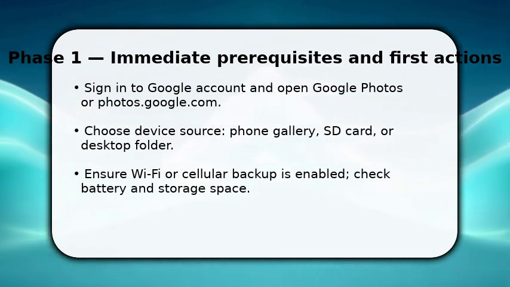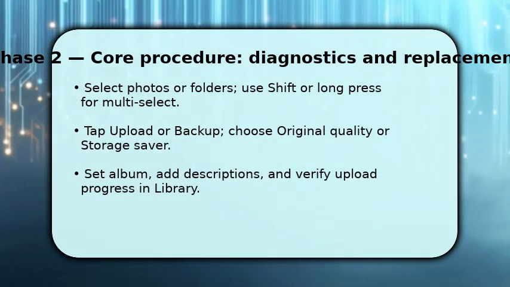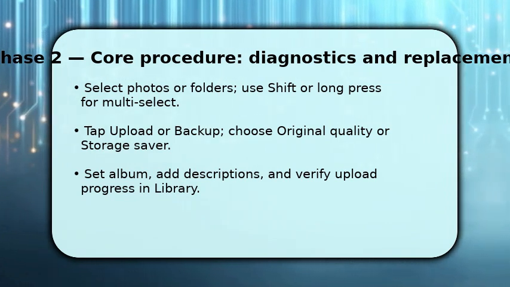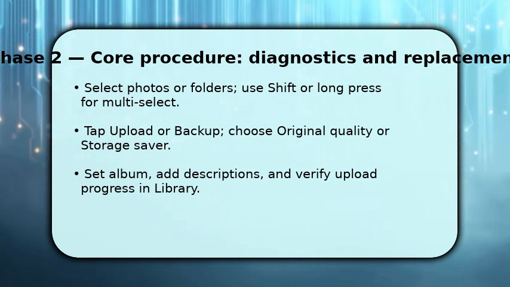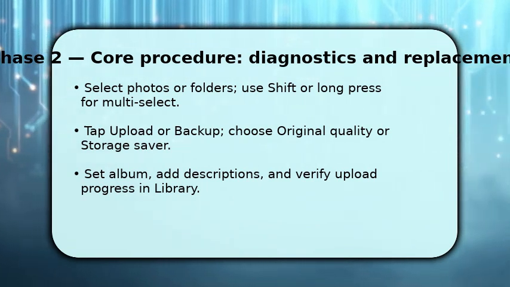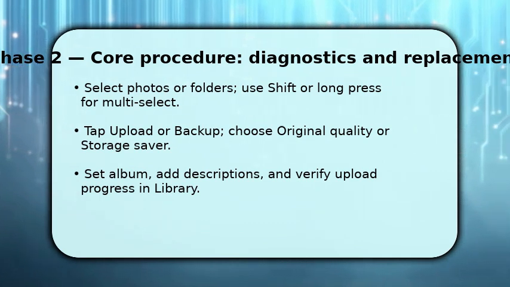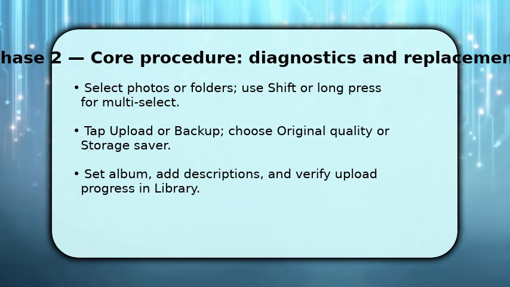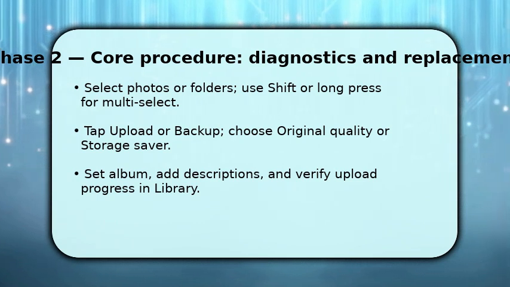Next, select the items you want to move to Google Photos. Use long press on mobile or Shift plus click on desktop to multi-select, then hit Upload or Backup. Make a deliberate choice between original quality and storage saver, because quality impacts storage quotas and future edits. Once uploaded, organize into an album, add descriptions, and watch the progress indicator in Library. If you're uploading a large batch, stagger uploads or use folders to keep the process manageable.